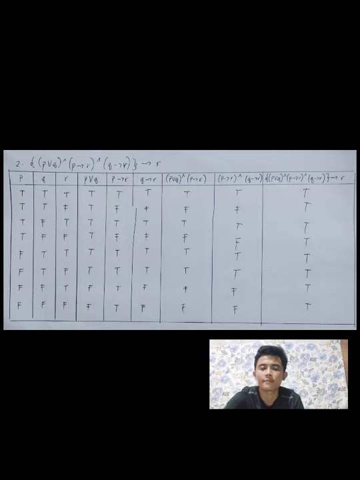So the next one to find is P disjunction conjunction of P implies R. My answer here is true, false, true, false, true, true, true, false, false. So next is P implies R, conjunction of Q implies R. My answer is true, false, true, false, true, false, false, false, false.